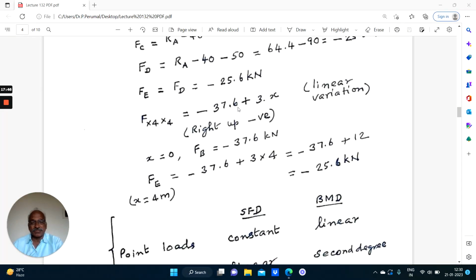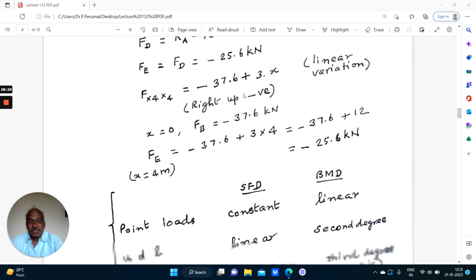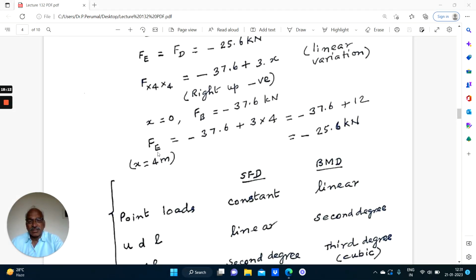So this is the equation, right? Right up is negative and this is the value. When x equals 0, substitute 0, it will be minus 37.6 only. And at the point E, since x is measured from the right support, x equals 4 meters. So FE equals minus 37.6 plus 3 into 4, the value of x. So it is minus 25.6.